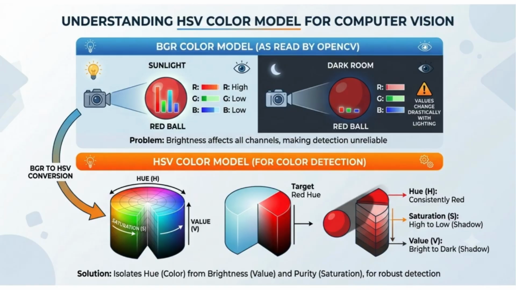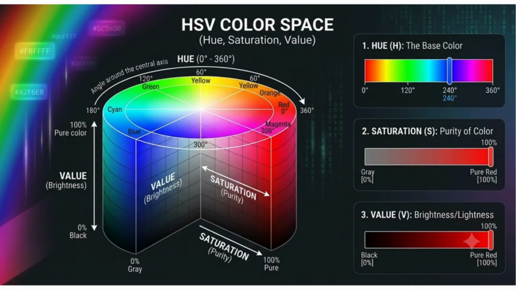To solve this problem, we use the HSV color model. Now, what is HSV? HSV stands for hue, saturation, and value. Hue represents the actual color, saturation represents how pure the color is, and value represents the brightness. Now, why HSV? Because lighting mainly changes the value channel. The hue remains almost constant, so detecting colors becomes much easier.